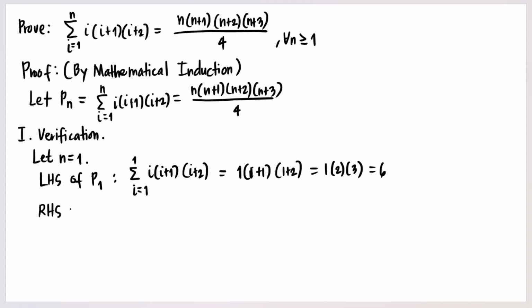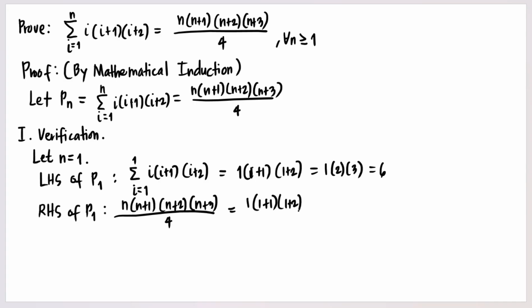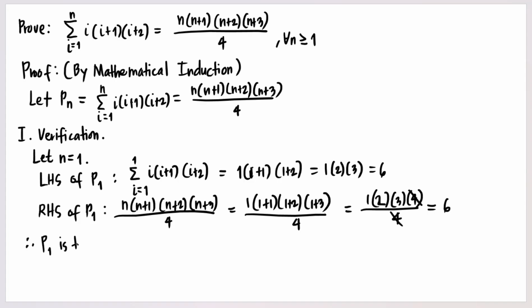Now for the right-hand side of P1, we have n times n plus 1 times n plus 2 times n plus 3 over 4. Replacing n with 1, we get 1 times 2 times 3 times 4 over 4. Simplifying, it's 2 times 3 times 4 over 4. Cancel out the 4s and get 6. So P1 is true.